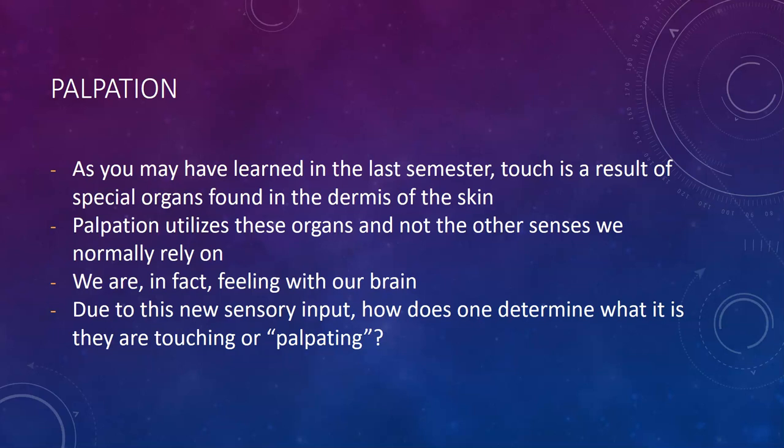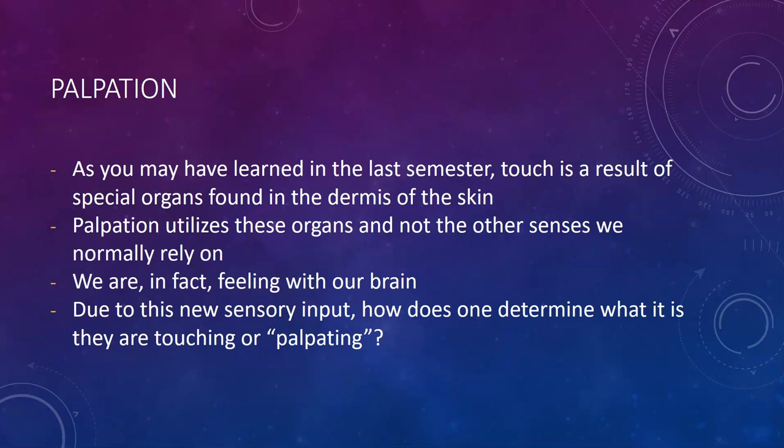It's not unusual for a massage therapist, when they're touching a patient, to have their eyes closed so that their eyes see better. In fact, I do it quite often when I'm working with a patient. My eyes are closed, trying to get a sense of what's underneath. So you are basically feeling with your brain. And so due to this new sensory input, how does one determine what it is they are touching or palpating? So how do you know?